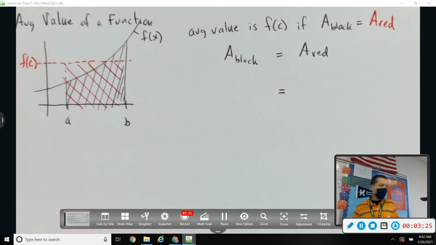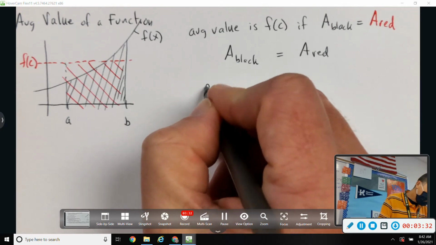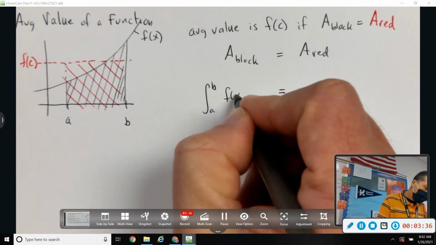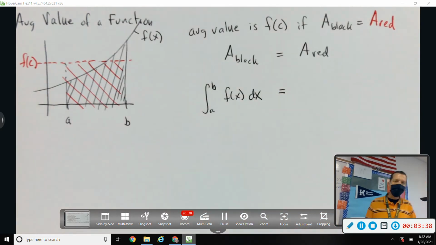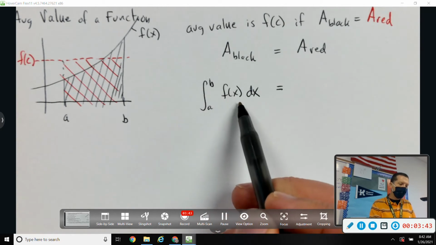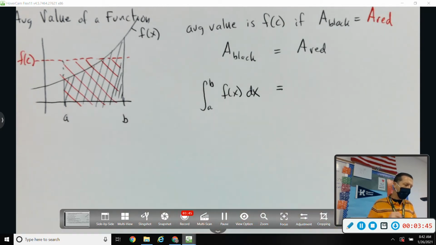Well, the black area, I know how to find the black area. That's what we were just doing. That's area under the curve. That's the integral from a to b of f of x. I mean, that's what that symbol means. Integral from a to b is the area under the curve from a to b of f of x.